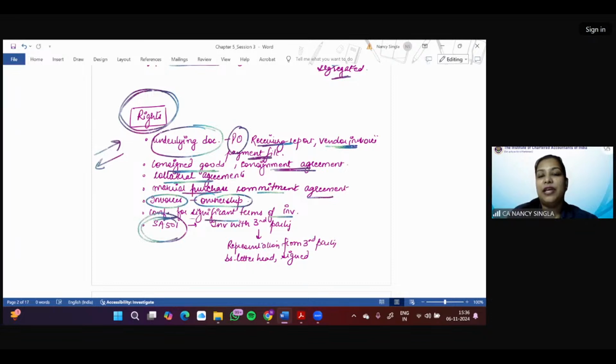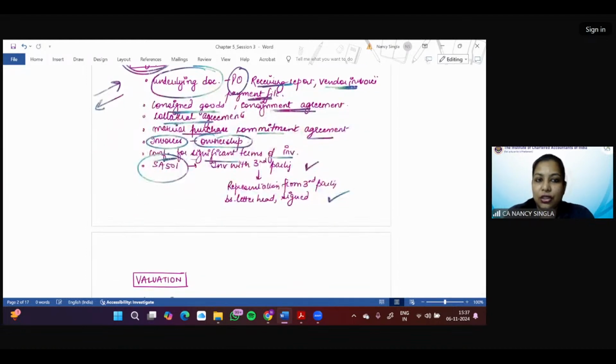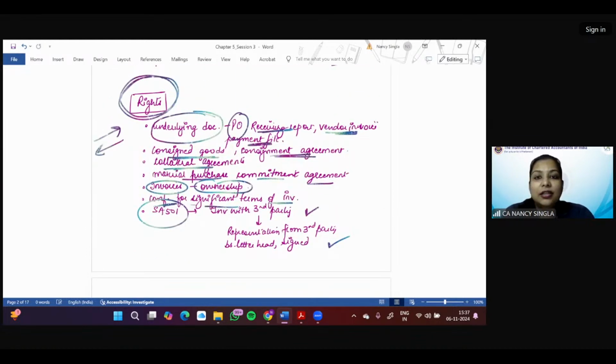And he will obtain confirmation for significant terms of the inventory if required. As per SA 501, if the inventory is kept with a third party, he will obtain what? Representation from the third party on the business letterhead of the third party, which is properly signed. Simple. So you may get a 3-mark question with respect to the rights of inventory, how to verify the rights assertion, right?